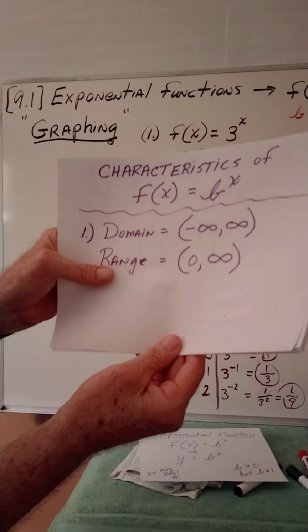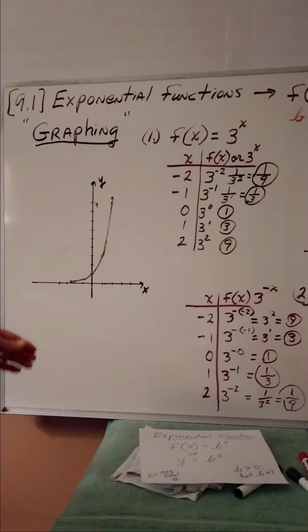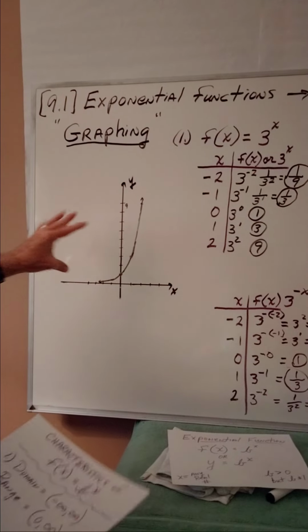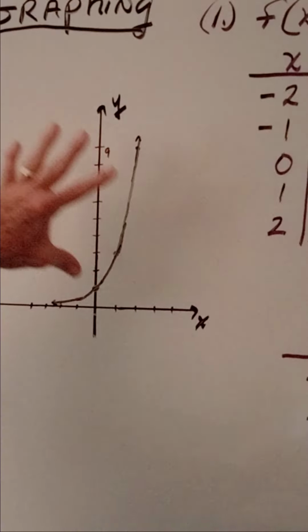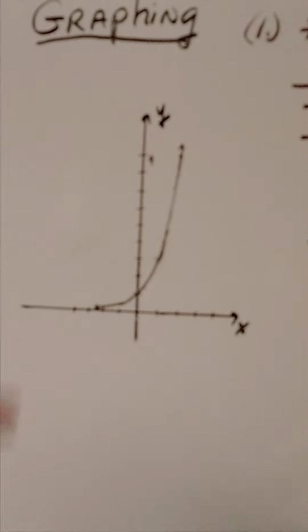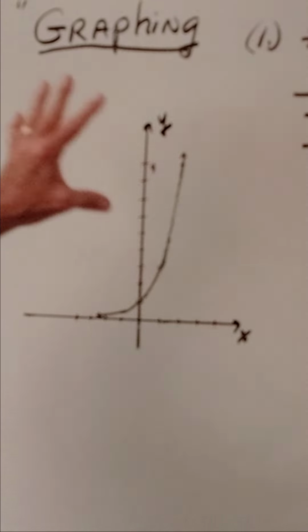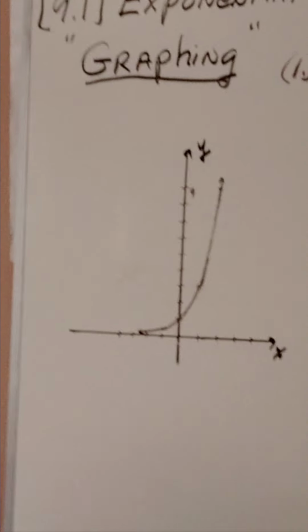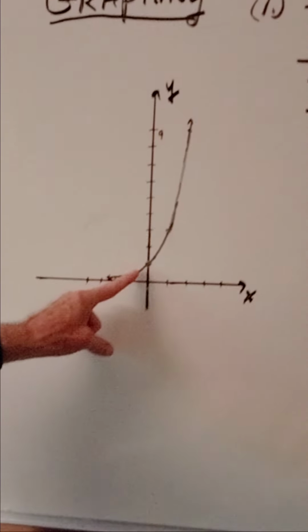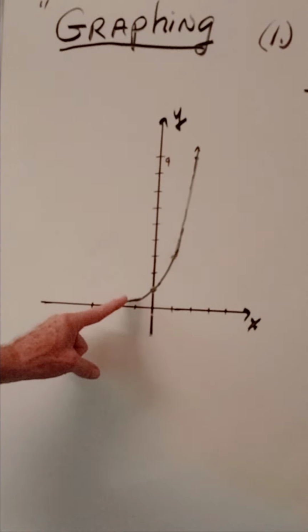Now, let me put the sheet of paper down, and let's look at this one. It mentions that the domain is all real numbers. You see this graph on this wing is going to keep going and going and going and going.